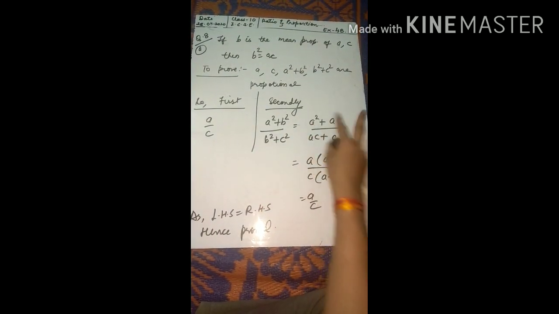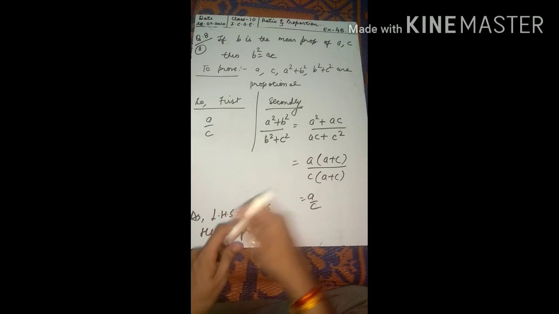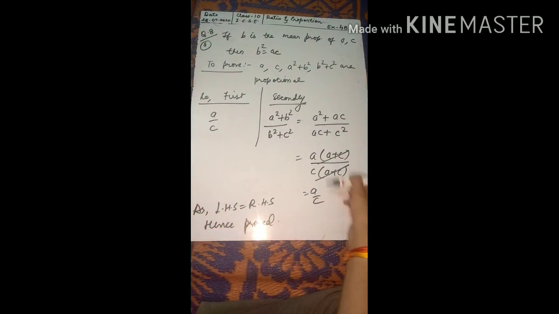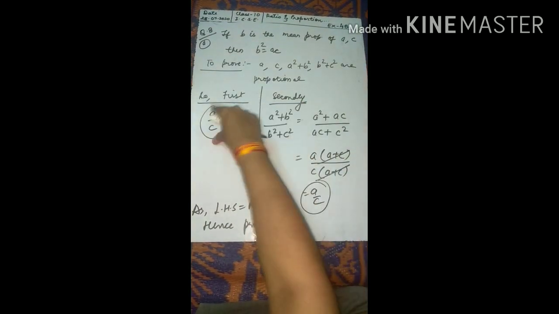Now from the numerator you take A common, A plus C. From the denominator you take C common, A plus C. This A plus C you can cancel with A plus C. You will get A upon C as an answer. So here LHS you got A upon C, RHS you got A upon C. LHS is equal to RHS, hence proved that these two are proportional.